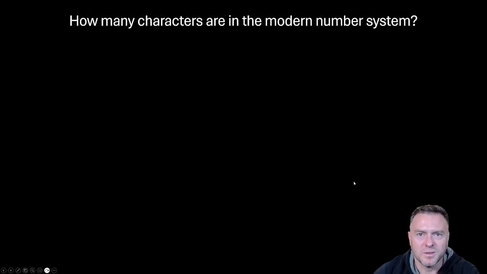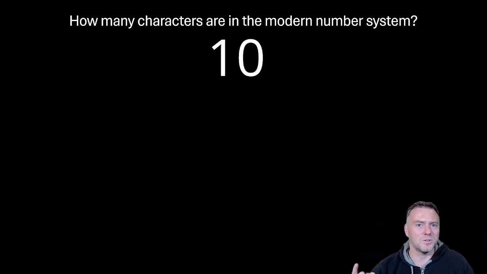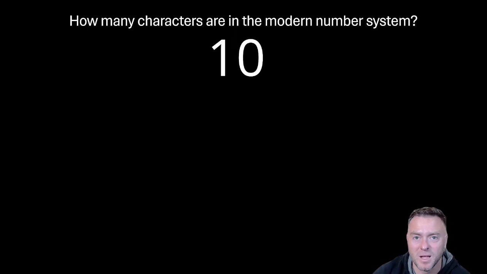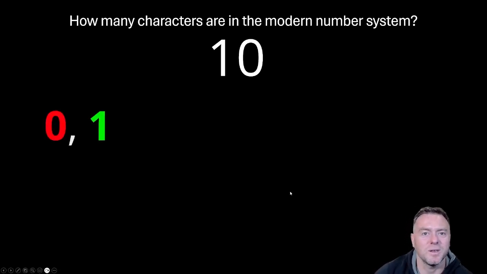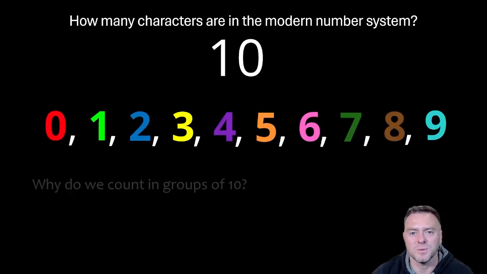So how many characters are there in our modern number system? Well, hopefully you know this. There's 10. So 0, 1, 2, 3, 4, 5, 6, 7, 8, 9. And then 10 is a combination of those different characters. So you have all these ones through here.